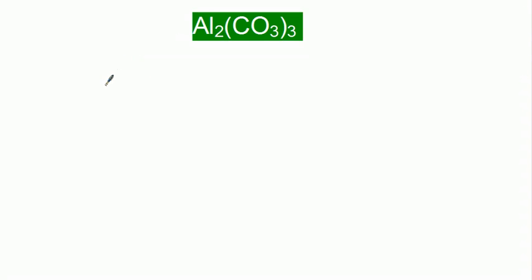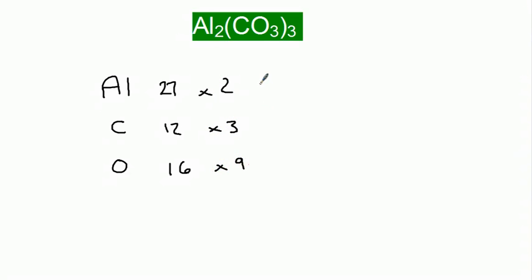And one more. We have Al, aluminium, carbon, oxygen. The atomic mass of aluminium is 27, carbon is 12, oxygen is 16. There are 2 aluminiums, 3 carbons, 9 oxygens. That comes out as 234. We're going to practice more of these.